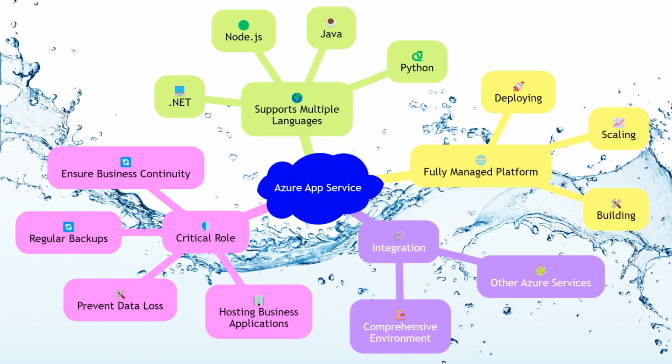Azure App Service is a fully managed platform for building, deploying, and scaling web apps. It supports multiple languages and frameworks, including .NET, Java, Node.js, and Python. App Service integrates with other Azure services, providing a comprehensive environment for developing and hosting web applications. Given its critical role in hosting business applications, ensuring that your app service is backed up regularly is essential to prevent data loss and ensure business continuity.